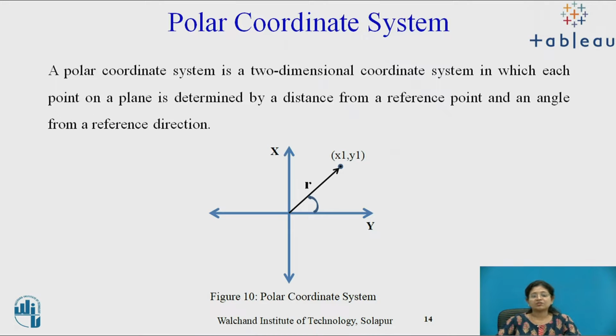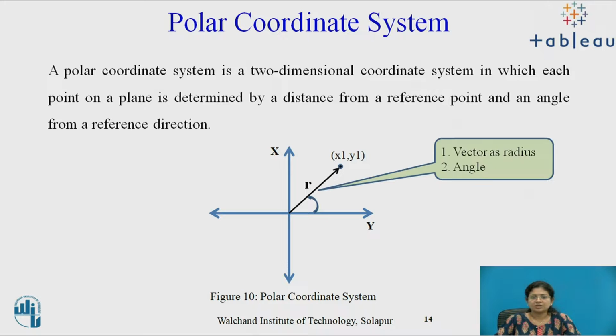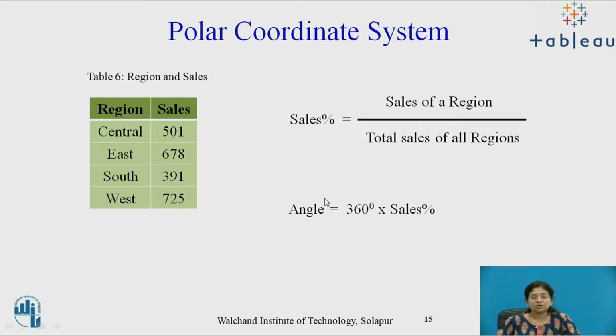Now, let us have a look at another coordinate system, that is the polar coordinate system. A polar coordinate system is a two-dimensional coordinate system in which each point on a plane is determined by a distance from a reference point and an angle from a reference direction. Look at this figure. Here this point is shown with the help of a radius, this vector as a radius, and there is one angle. So, let us see how to draw a chart with the help of angle.